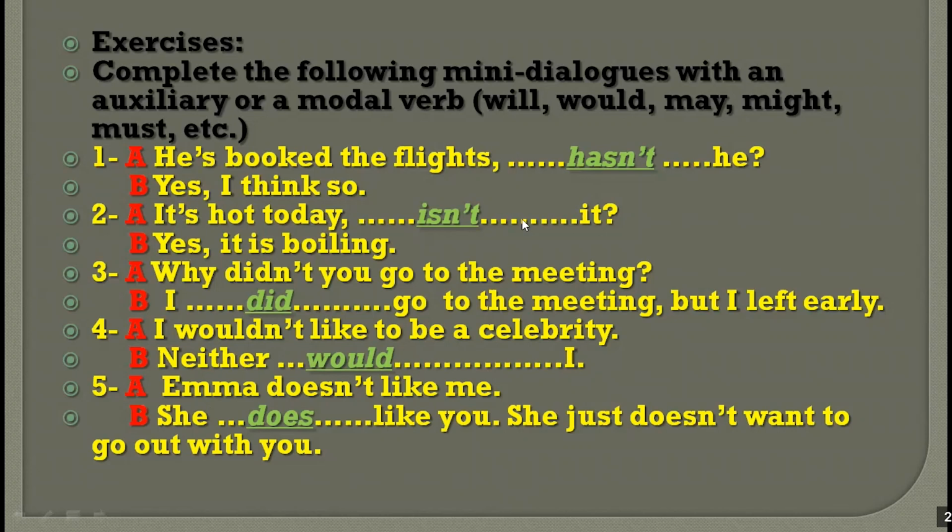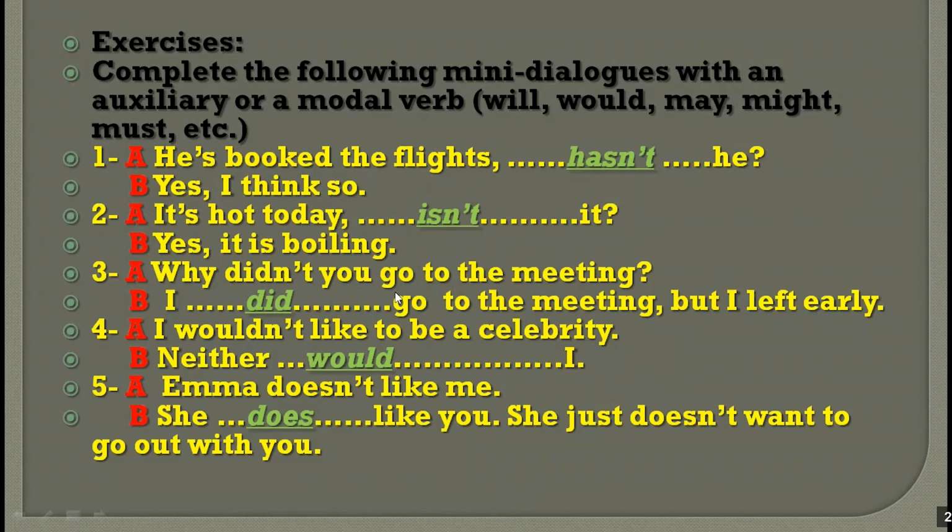Number two, it's hot today, isn't it? Now, that's an adjective. So this is verb to be. So, of course, we have to use verb to be. And because it's affirmative, we're going to make it negative. Number three, why didn't you go to the meeting? I did go to the meeting, but I left early.